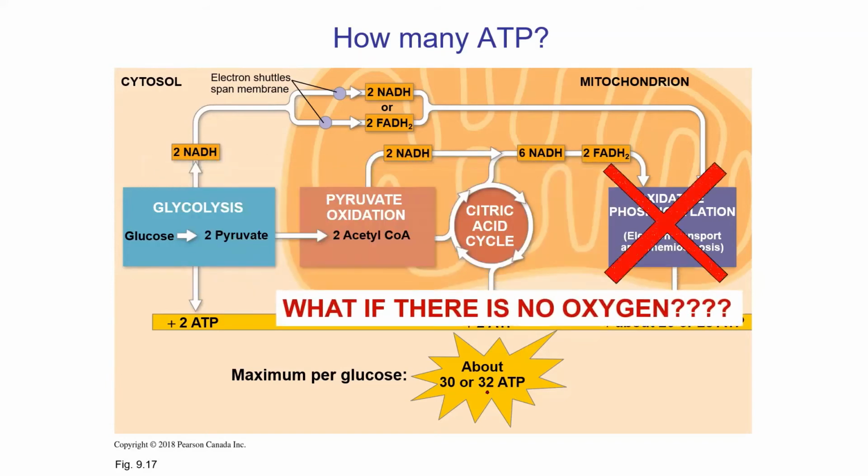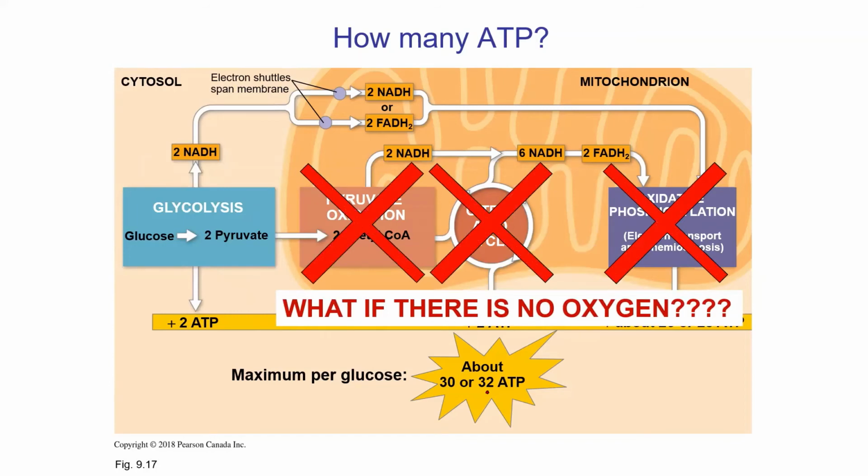So this says, what if there is no oxygen? Then, as I mentioned, all of these things get shut down, and we can only make 2 ATP, and that's not very much. If you are a human being or a large animal, that is not enough ATP to survive for very long. We can survive in the short term without oxygen, but after a few minutes, it leads to death for us, unfortunately.